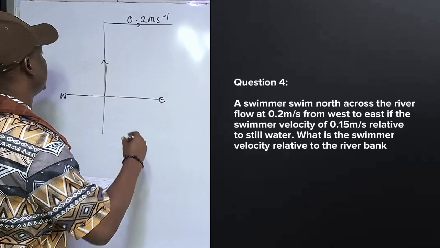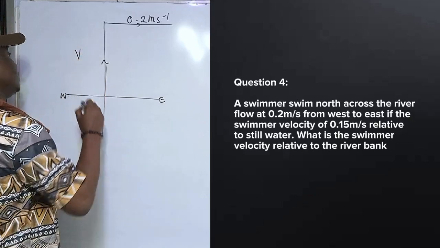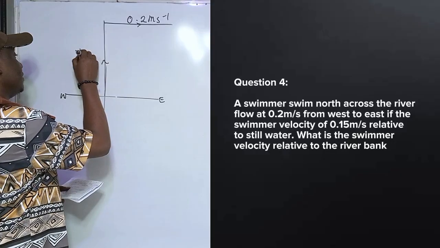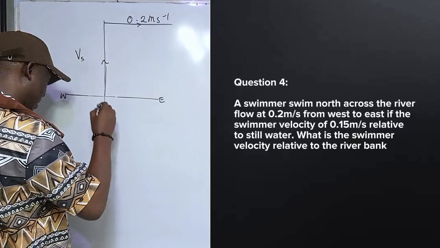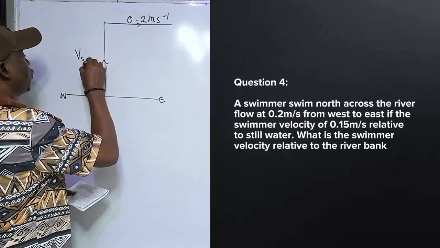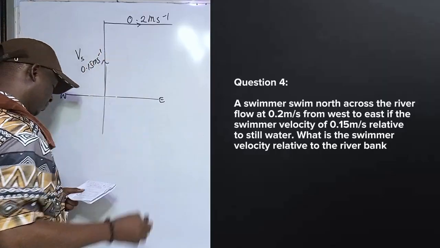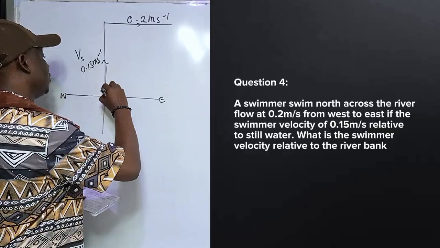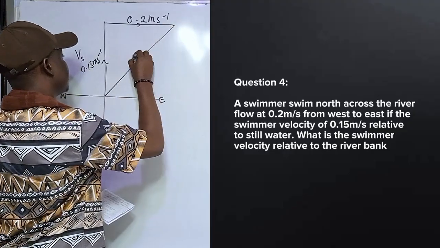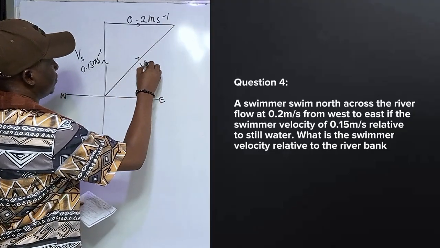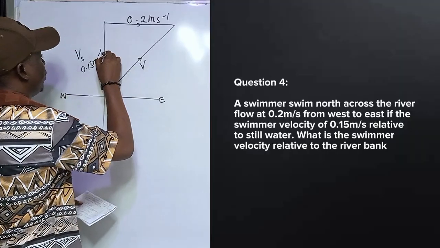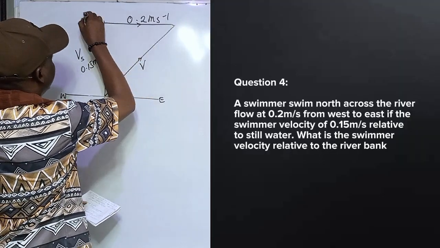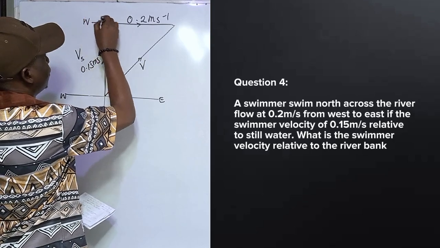So now, this is the swimmer velocity relative to the still water. This is Vs, and it is given as 0.15 meter per second. What is the velocity of the swimmer relative to the river bank or the shore? Look at it there. This one is swimming north. This one is from west to east.